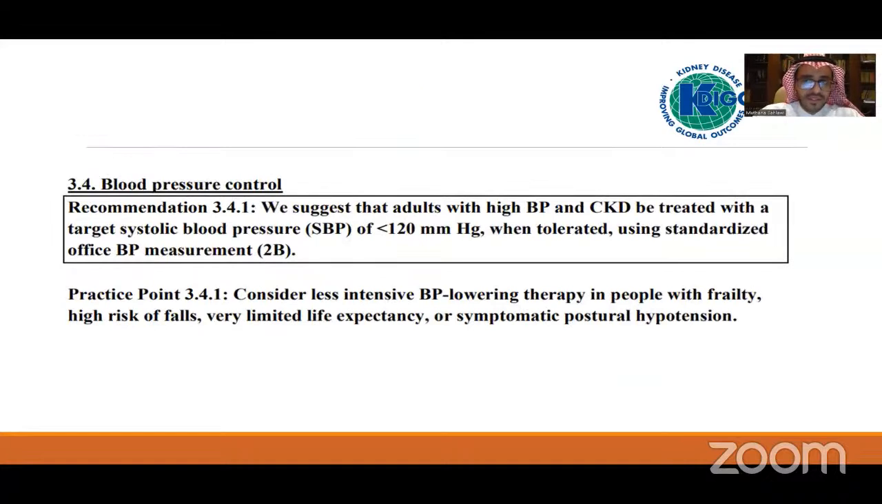Blood pressure control is very crucial and very important in slowing the progression of diabetic kidney disease. KDIGO suggests targeting a systolic of less than 120, but of course, we can go to a less intensive blood pressure target in patients who are at risk of a fall, who are frail, who have history of postural hypotension.